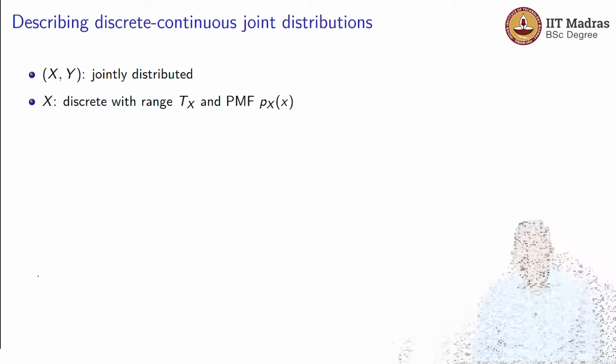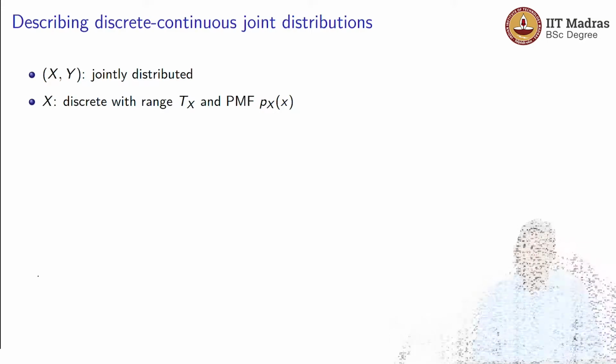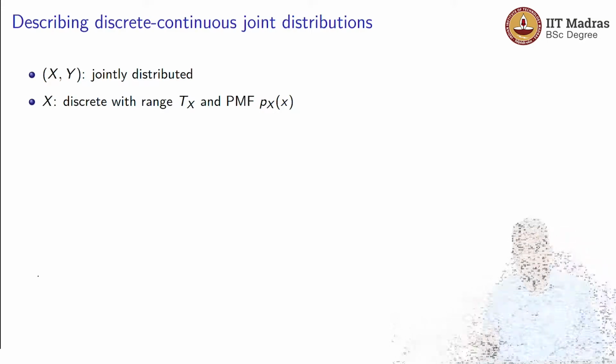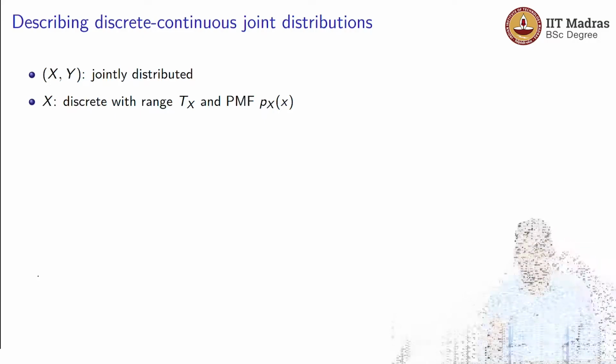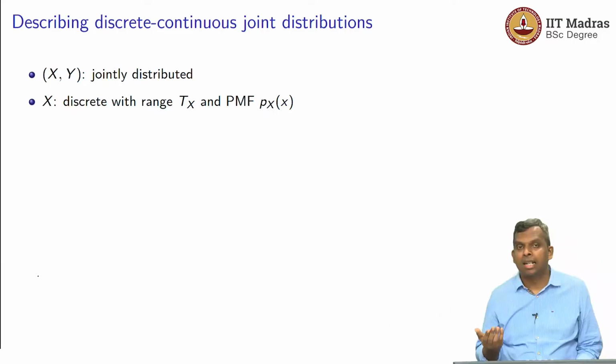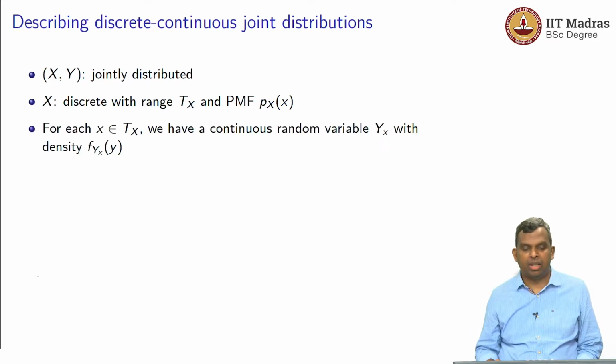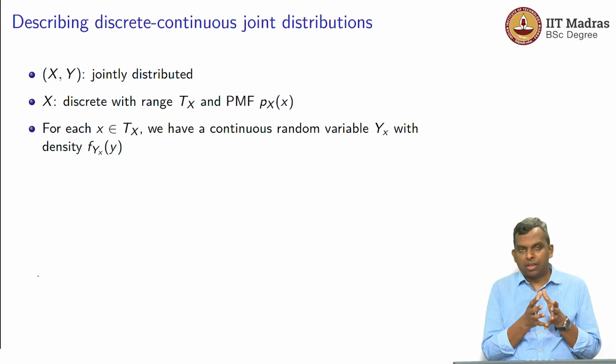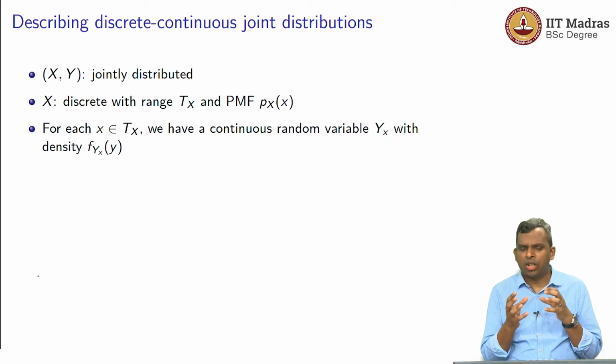Let's say X and Y are jointly distributed. X is discrete. It has a range Tx and it has a PMF Px. Remember, PMF Px is the probability that capital X equals small x. So that's the PMF of a discrete random variable. Now, Y I know is jointly distributed with X. How do we understand the joint distribution?